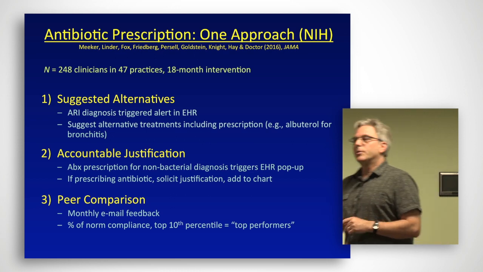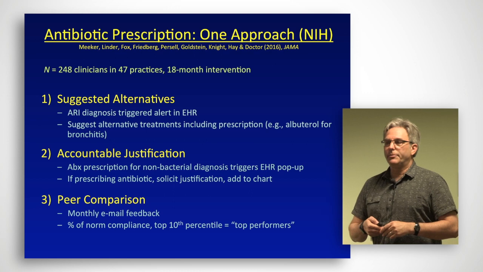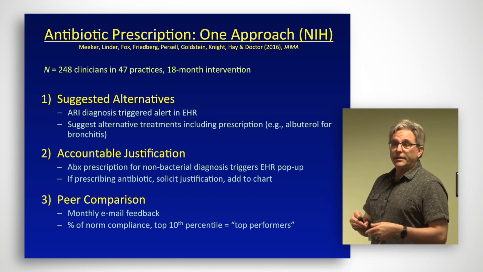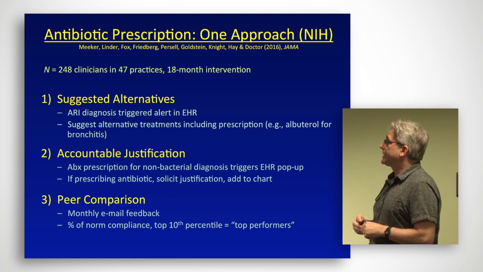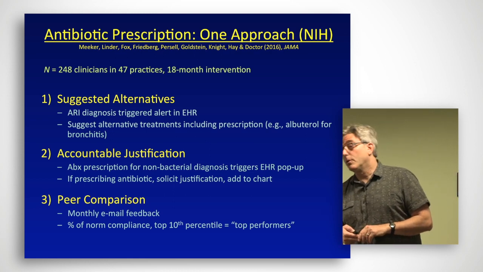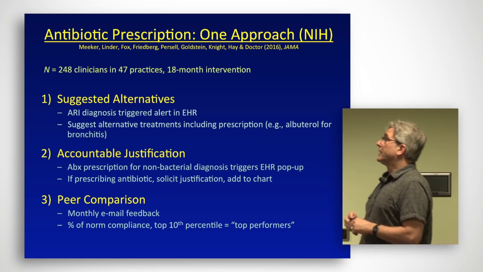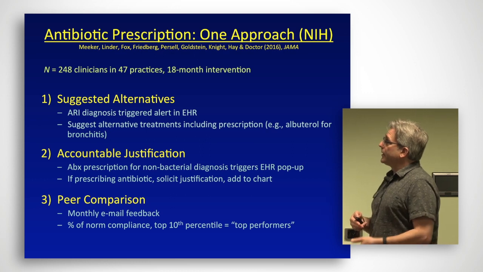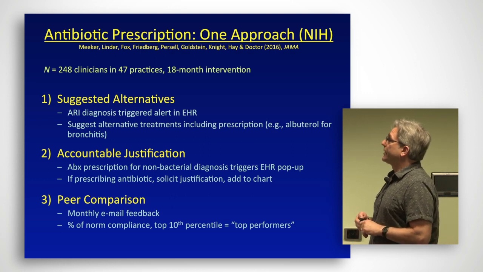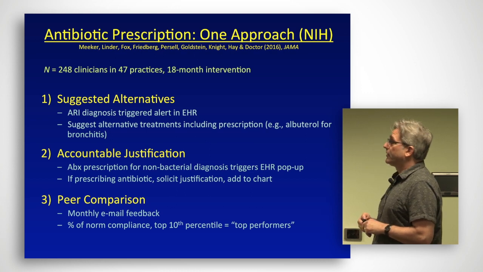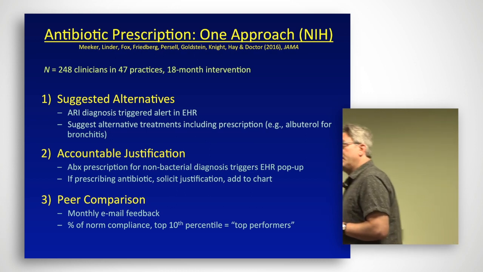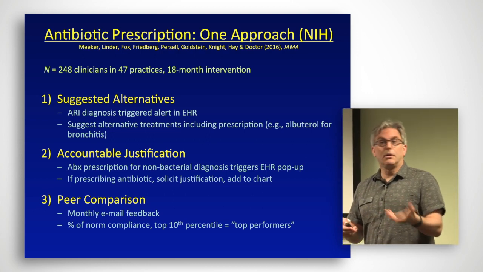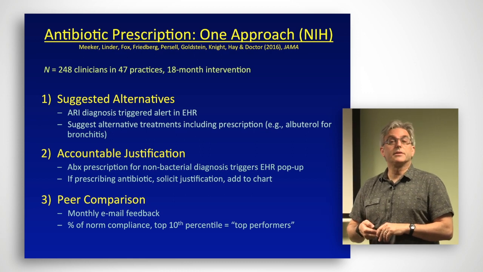If an acute respiratory infection was diagnosed, this triggered an alert in the electronic health record system, which is becoming increasingly ubiquitous across the United States now for facilitating the recording of medical information and prescribing drugs and so forth. Anyway, it would trigger an alert that would suggest alternative treatments, including alternative prescription treatments. So our thinking is, well, maybe if you remind doctors that they've got prescription-level alternatives to antibiotics, they'll substitute them in.